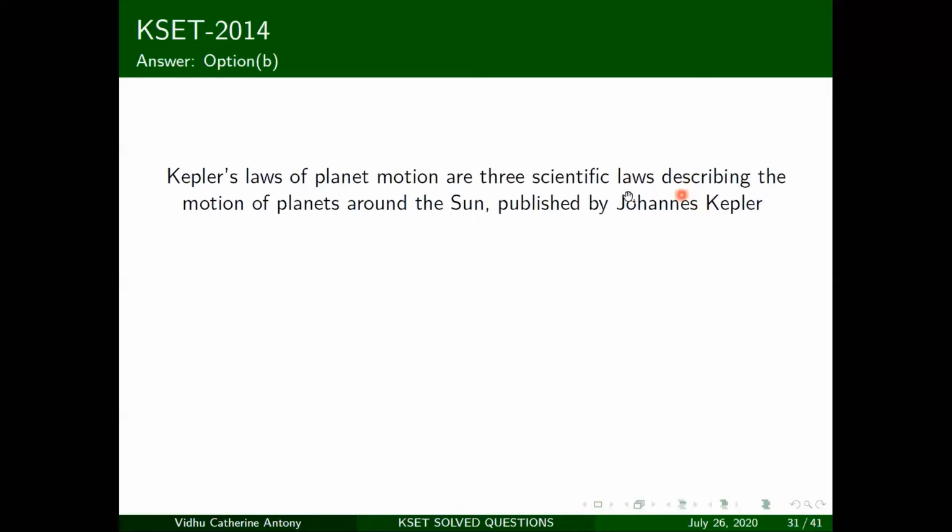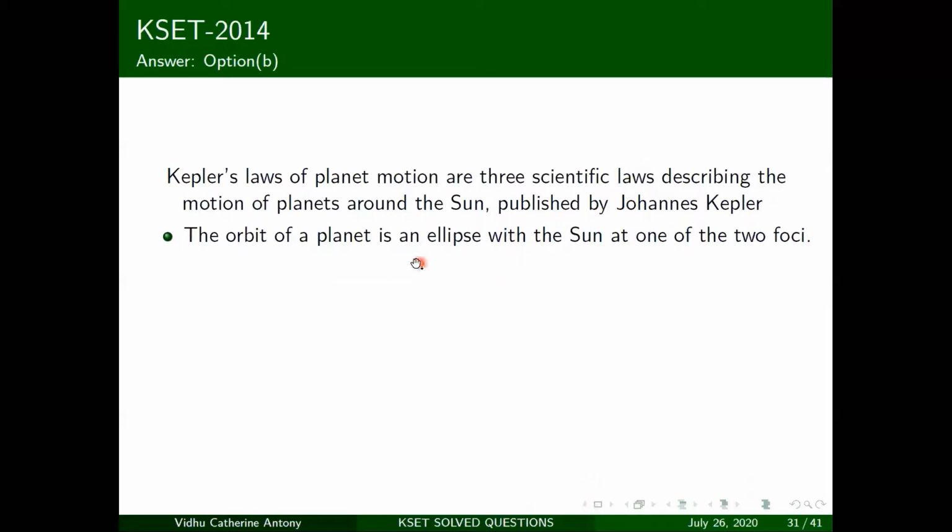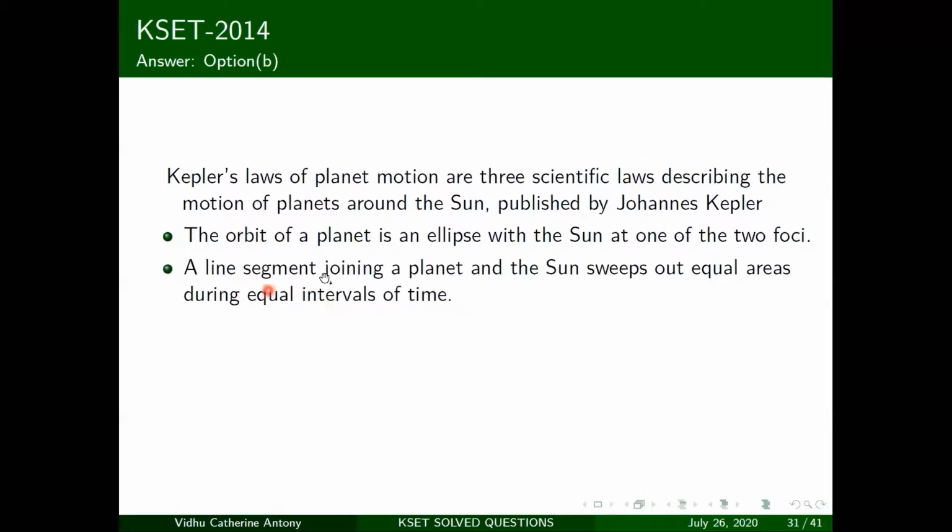These are the laws that govern planetary motion around the sun. The orbit of a planet is an ellipse with the sun at one of the two foci. The line segment joining the planet, let me just draw this for you, you have a planet, this is the sun, the line segment joining the planet and the sun sweeps equal areas in equal intervals of time.